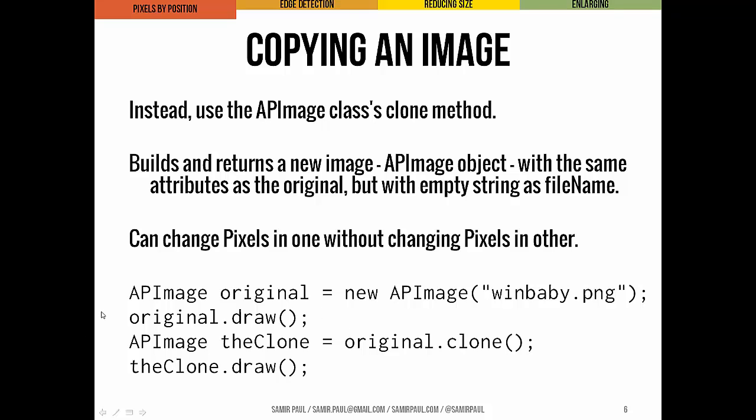We draw it, that just shows us the image. Then we make a new clone using the clone method. We want to clone the original image, and we'll use a variable called clone to point at it, and then we can draw the clone. So now we have both the original and its copy as two entirely separate objects. We avoid the problem we saw in the last slide.